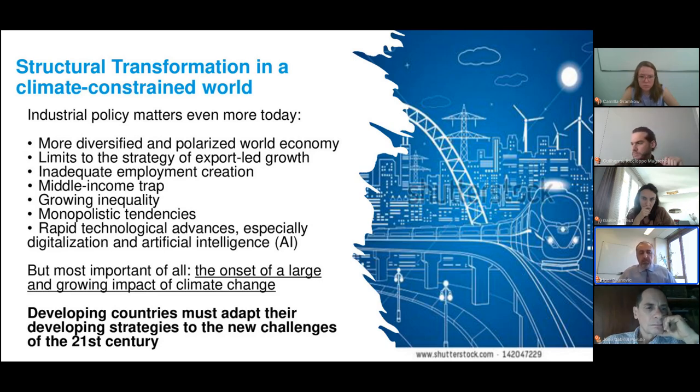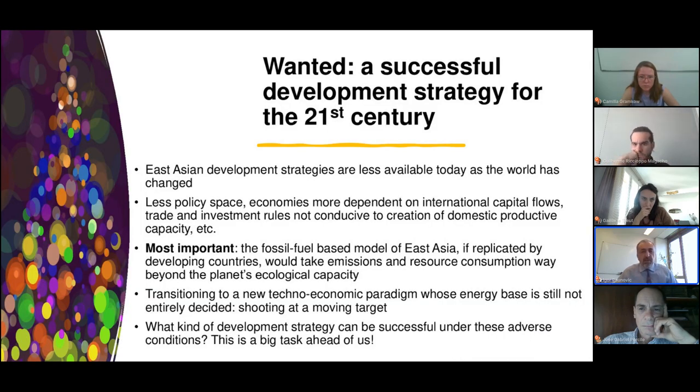So developing countries must adapt their development strategies to the new challenges of the 21st century. And I think we really need to think hard about what is going to be a successful development strategy for the 21st century. East Asian development strategies are less available today because of these many reasons: less policy space, economies more dependent on international capital flows, and trade and investment rules that are not conducive to the creation of domestic productive capacity, etc. But most important, the fossil fuel-based model of East Asia, if replicated by developing countries, would take emissions and resource consumption way beyond the planet's ecological capacity.